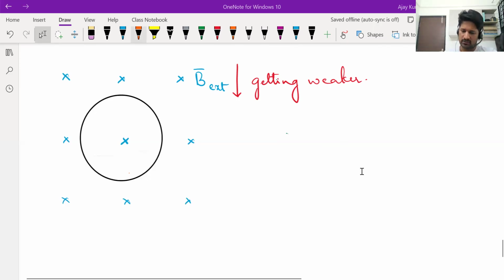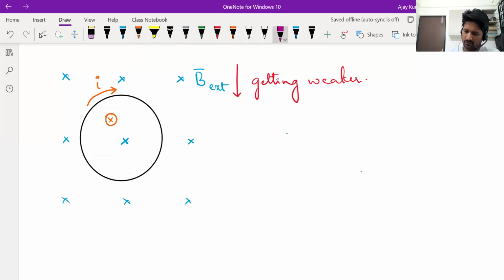See, there are 2 choices. If current flows clockwise, then the secondary flux will be into the screen. If current flows anti-clockwise, the secondary flux will be out of the screen. You have to think on that basis. The secondary flux has to oppose the change in primary flux. So once you get the direction of secondary flux, whether it is this or this, then you can tell the direction of current induced, whether it is clockwise or anti-clockwise.